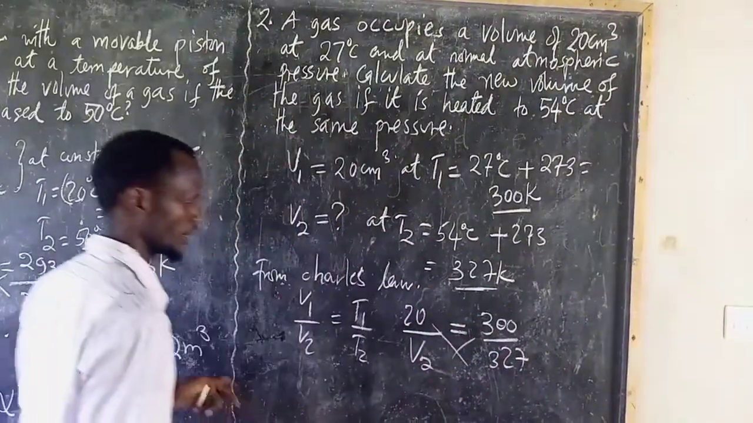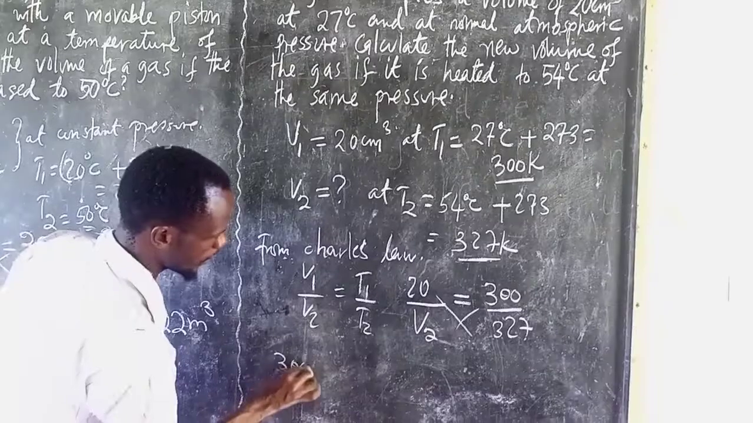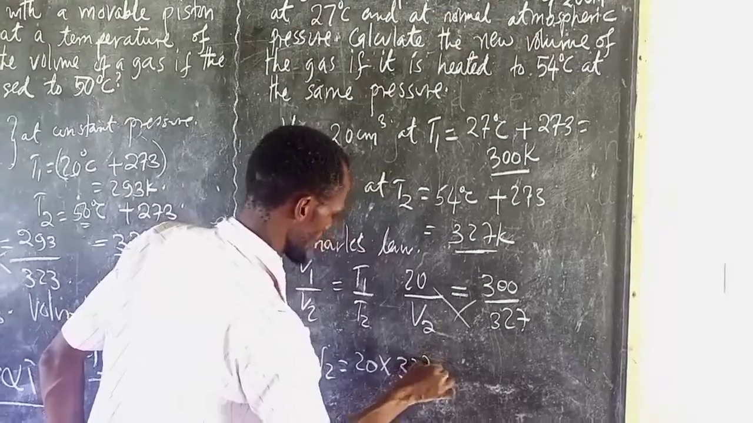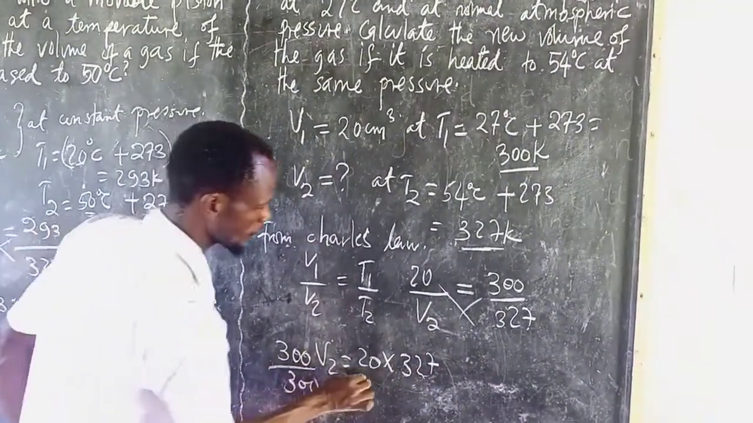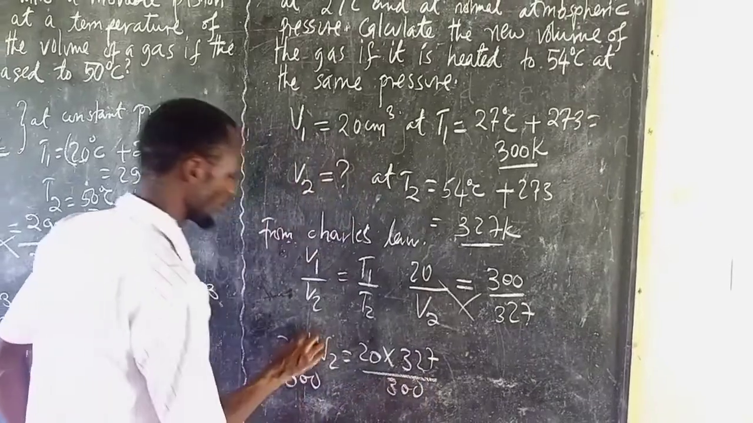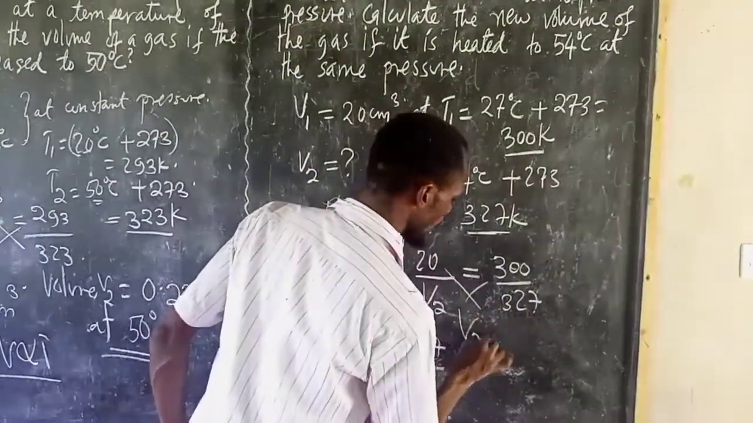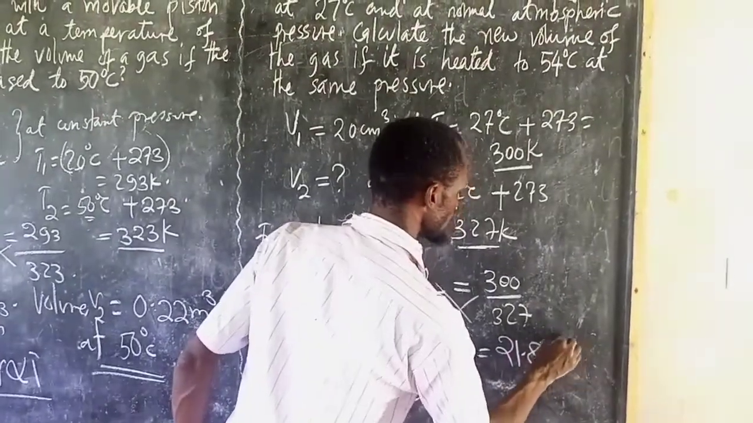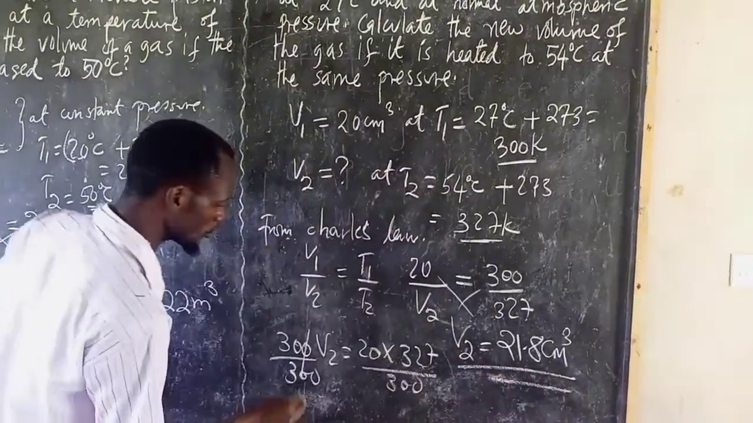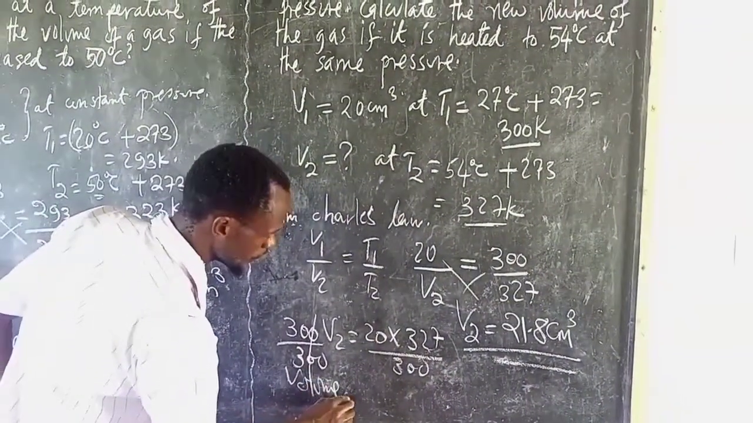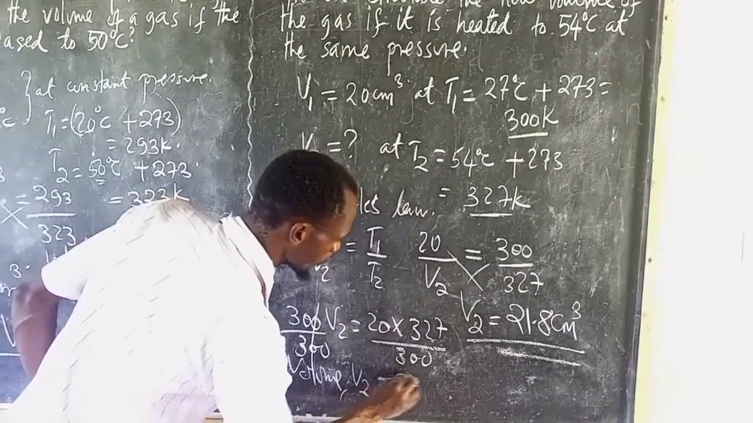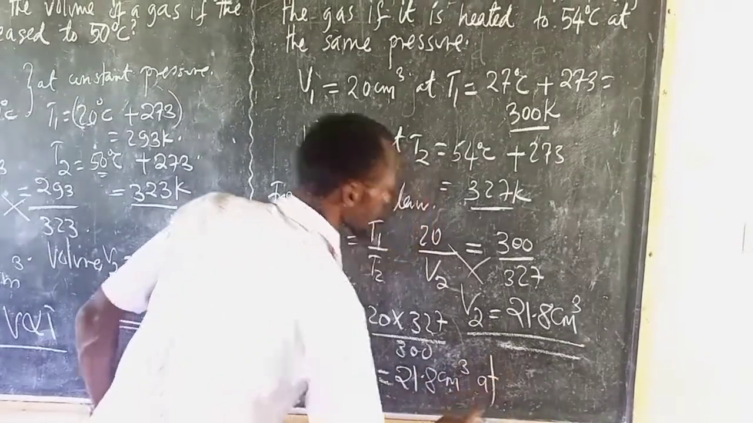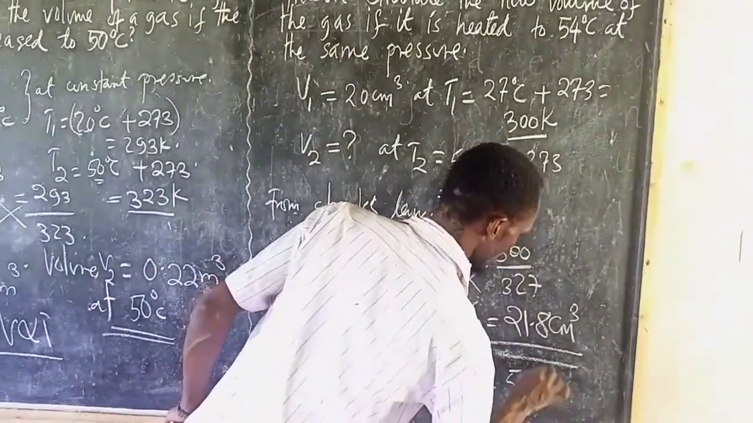Therefore, you cross multiply. You have 300 V2 is equal to 20 times 327. Then you divide by 300. Therefore, the second volume will be equal to 21.8 centimeter cubic. We conclude by saying that the volume V2 will be equal to 21.8 centimeter cubic at a temperature of 54 degrees Celsius.